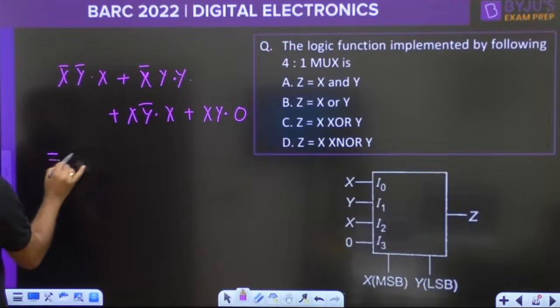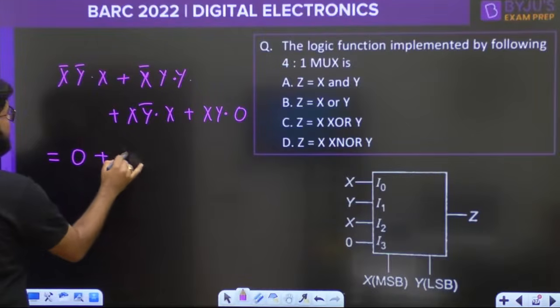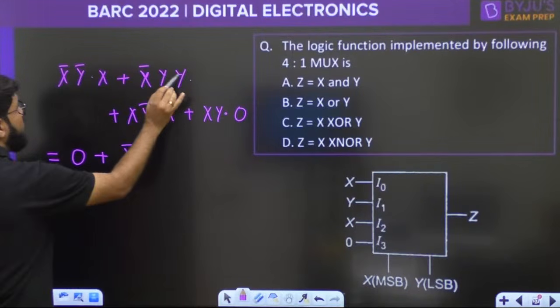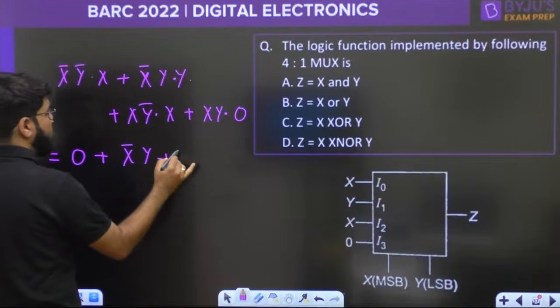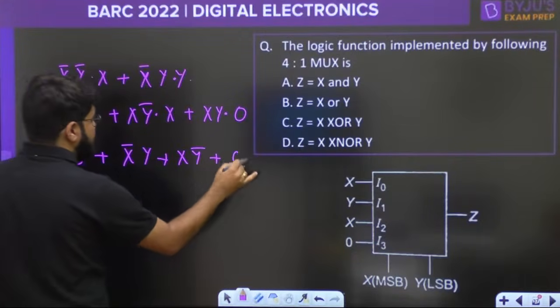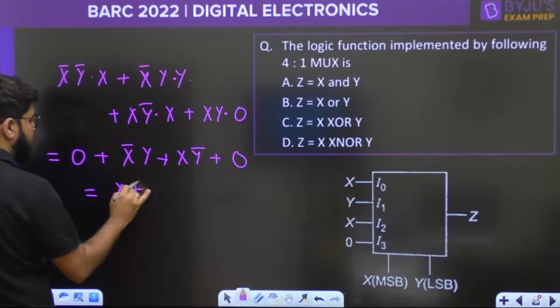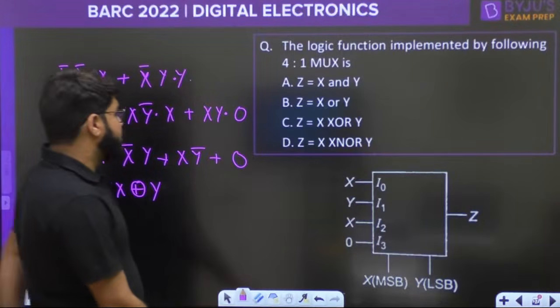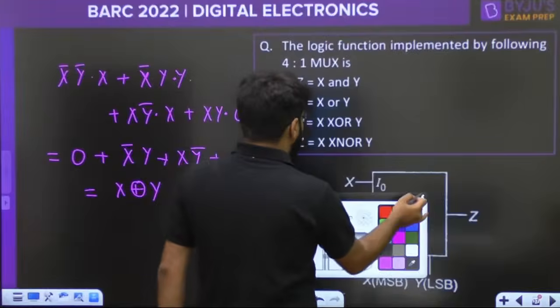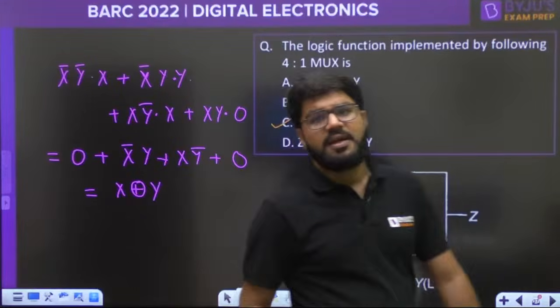So the first term is 0. The second term is x bar, y into y is just 1. Third term, x into x is 1, so x, y bar, and the last is anyway 0. So you have x bar y plus x y bar, that is nothing but x XOR y. So this is representing x XOR y, option number C.